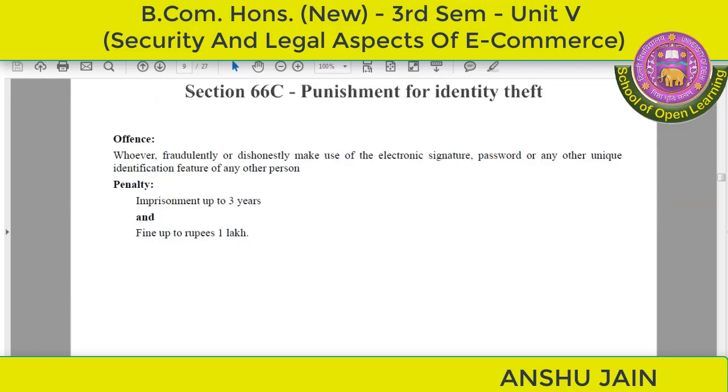तो अगर मैं किसी कोई अनऑथोराइज्ड एक्सेस करके किसी की आइडेंटिटी को यूज कर रही हूँ, अपनी छुपाकर किसी और की यूज कर ली और उससे कुछ फायदा उठाने की कोशिश की, then that is treated as the fraud or the punishment will be there. Now any person whoever fraudulently or dishonestly make use of the electronic signature, password or any unique identity of any other person, then he'll be liable for the imprisonment up to 3 years and a fine up to rupees 1 lakh.